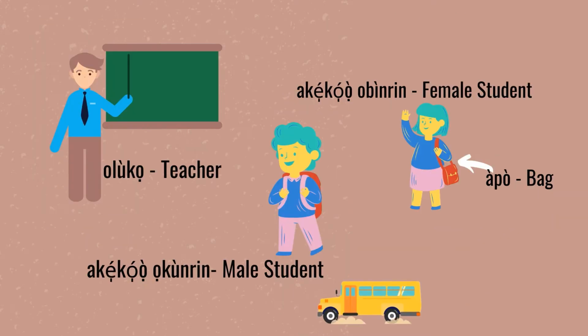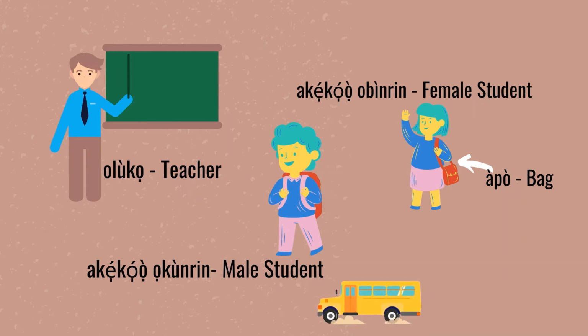Then we have who is in the classroom, right? We have our oluko, the teacher. We have our akeko obinrin, female student. Akeko okunrin, male student. And we have our apo. Apo is bag in Yoruba. So oluko, apo, akeko okunrin, and obinrin. Again, look at the accent marks to try to help when you pronounce these words.